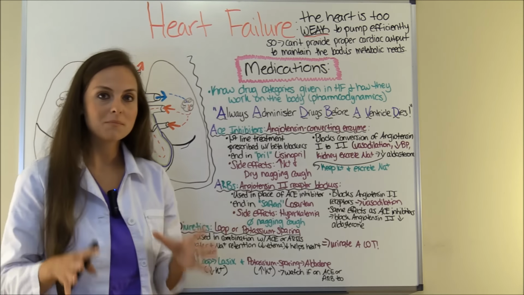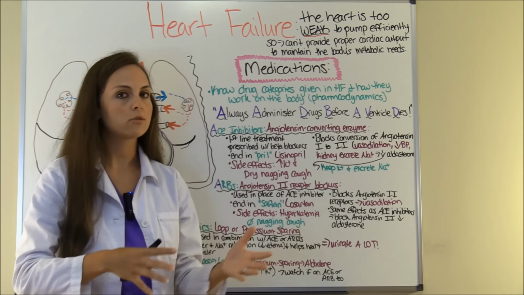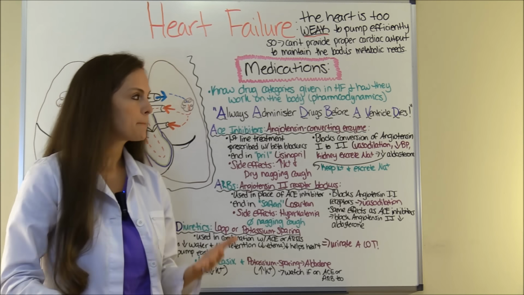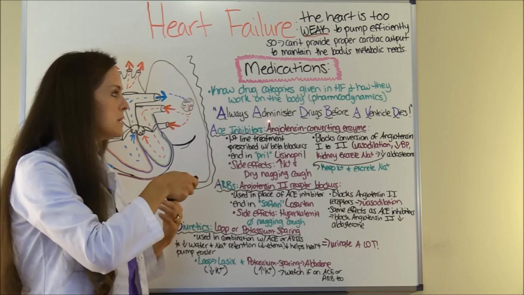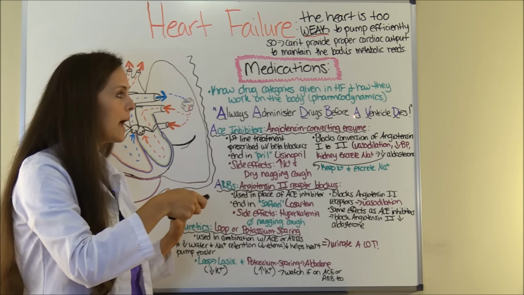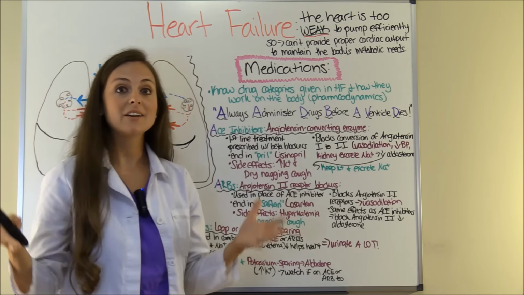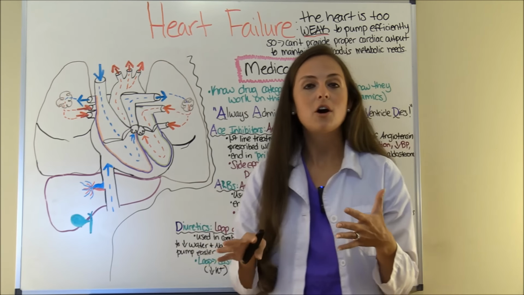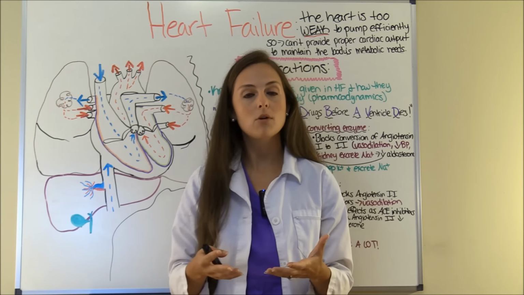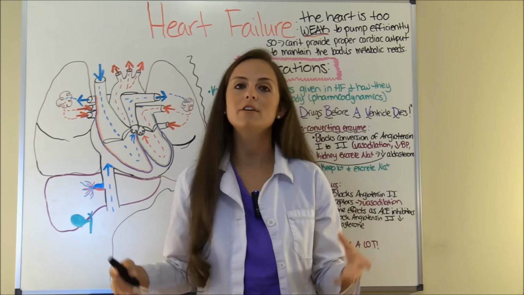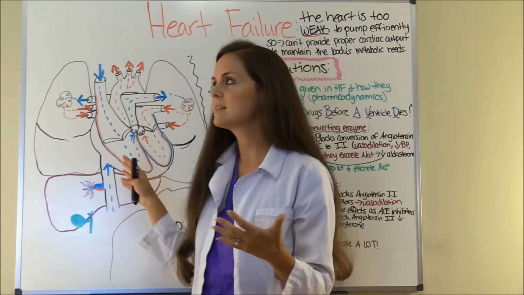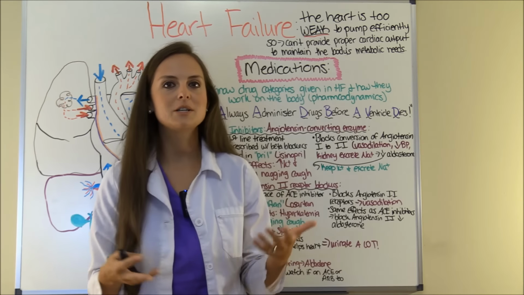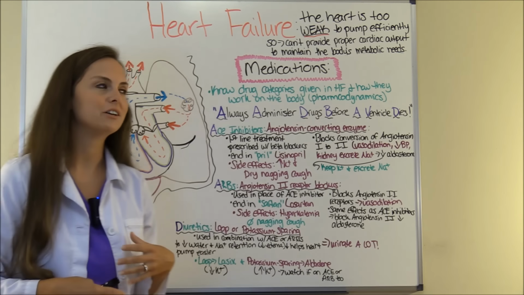Okay, to help you remember the drug categories that are given in heart failure, remember this mnemonic: Always administer drugs before a ventricle dies. In heart failure, our issue is with the ventricles. They are either not pumping, not contracting properly, or they're too stiff, so they're not filling properly. So we want to make this heart work easier, especially these ventricles. That mnemonic should help you remember those drugs that are included.